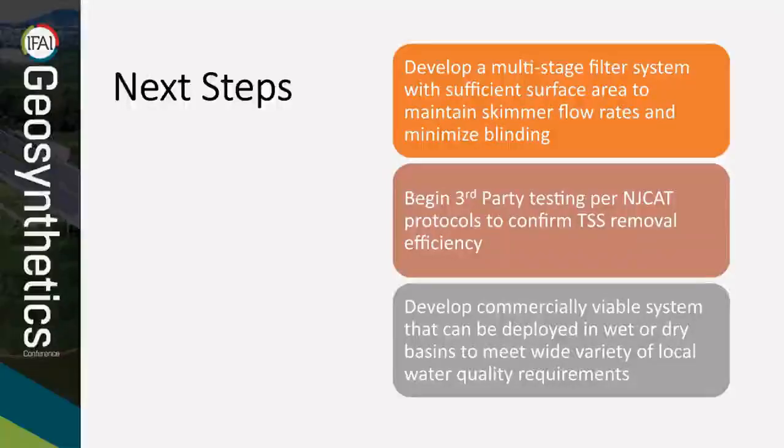So we realize our next steps are to develop a multi-stage filter system with sufficient surface area to maintain the skimmer flow rates and minimize blinding. Once this is established, we will begin third-party testing per the NJCAP protocols to confirm TSS removal efficiency. And once that's successful, we will develop a commercially viable system that can be deployed in wet or dry basins to meet a wide variety of local water quality requirements, as currently there is no established national standard.